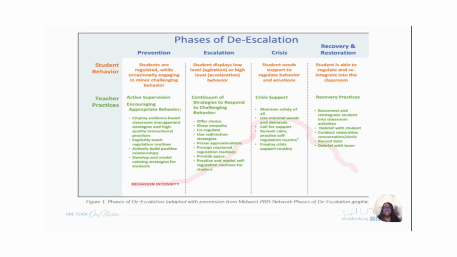Now we come to the de-escalation, or the restoration and recovery in the de-escalation phase. At this point, the student is able to regulate and integrate into the classroom. And right now, the teacher is going to practice recovery. They're going to reconnect and reintegrate students into the classroom and debrief with the students and record data. And at this point, they're going to debrief with the team and make sure they're employing restorative conversations and also a restorative circle if needed.